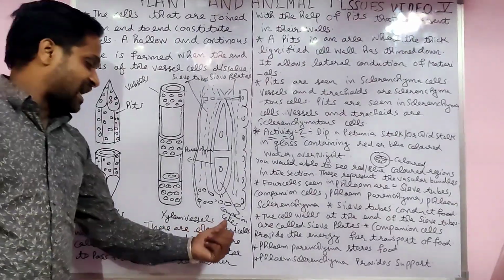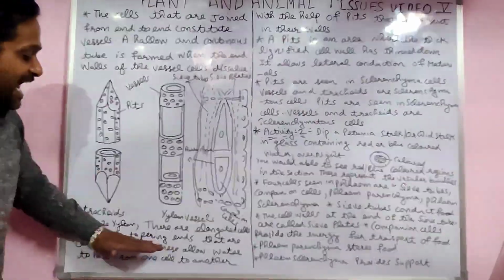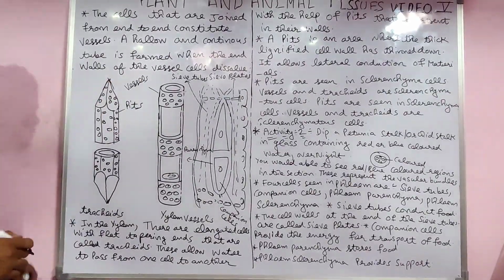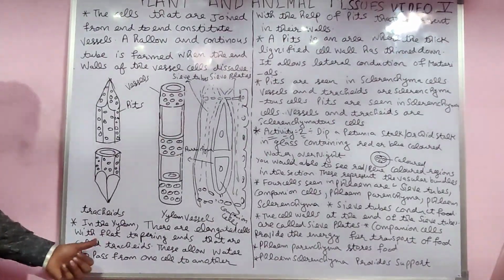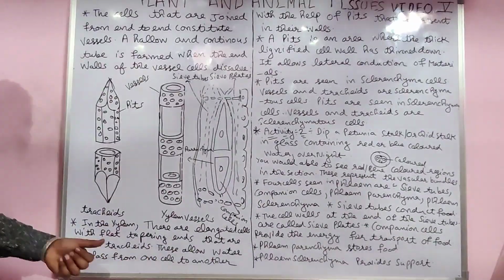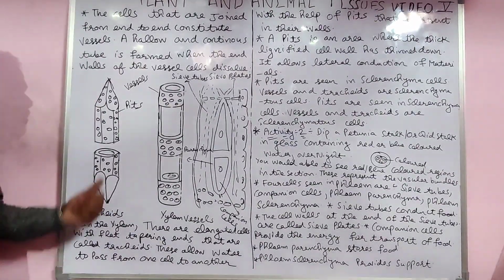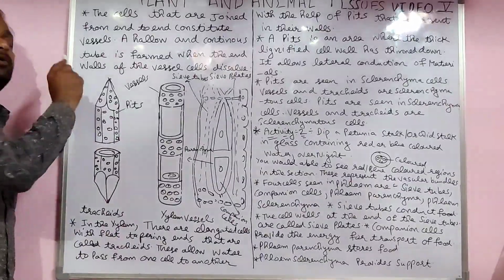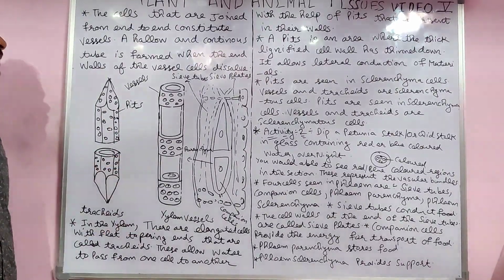In xylem, tracheids are lengthwise elongated cells with flat tapering ends. Tapering means sharp at the end. That we call a tracheid, and they allow water to pass from one cell to another with the help of pits. Actually, they are closed from top and from bottom, so how are they able to absorb or leave the water? With the help of pits.